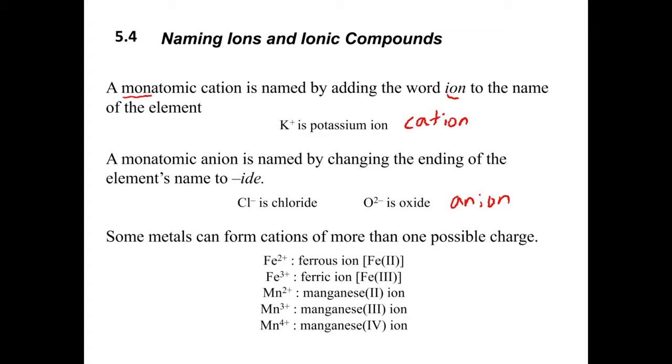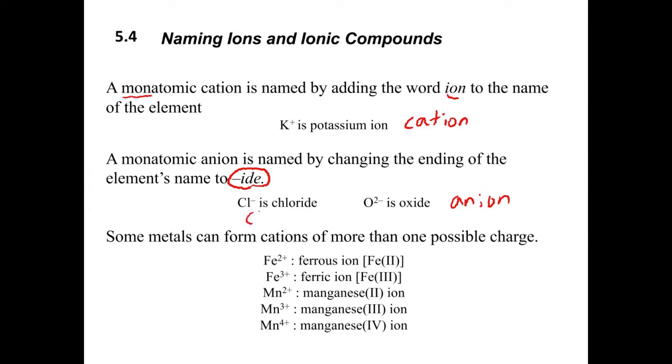Next one here, we have a monatomic anion. Again, mono just one, and an anion meaning it's negative. Well, these we actually have to change the name of. It's more than just adding the word ion. If we have an anion, we take the base name, so for instance, here we have chloride ion. Well, the base name would be chlorine, just straight from the periodic table. And how we name it, that it's an anion, is we change the ending to IDE.